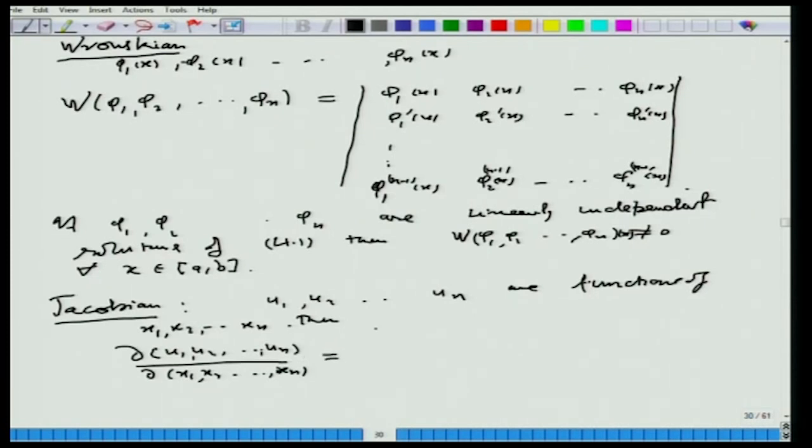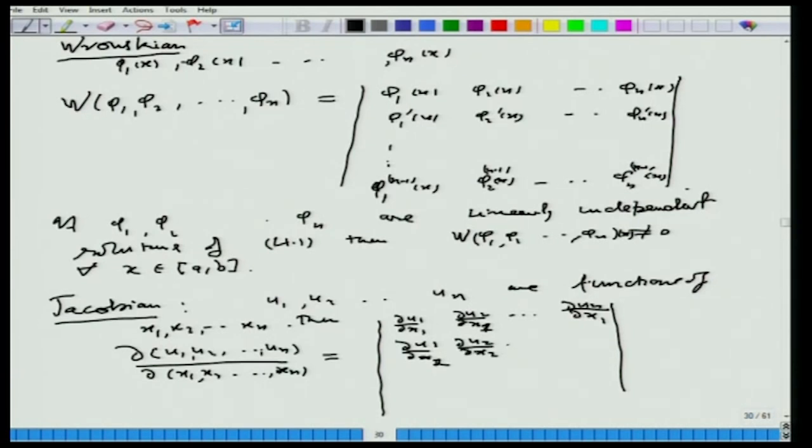So, this is defined by the following determinant: del u 1 over del x 1, del u n over del x 1, and then the second row del u 2 over del x 1, and so on. Sorry, this should be u 1 and this should be x 2. So, del u 2 over del x 2, del u n over del x n and so on, and then the last one will be del u 1 over del x n, del u 2 over del x n and so on.